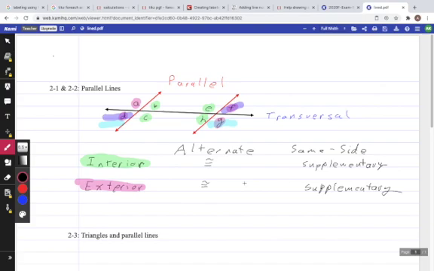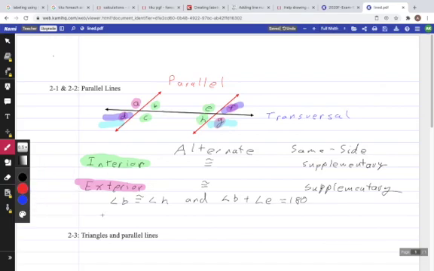So what this tells me is that angle B is congruent to angle H, and angle B plus angle E is 180. And there's a lot of other things we can find out about it.